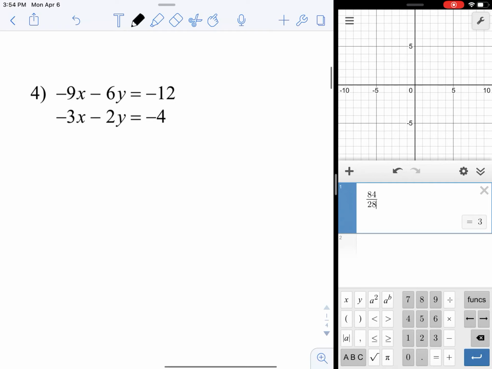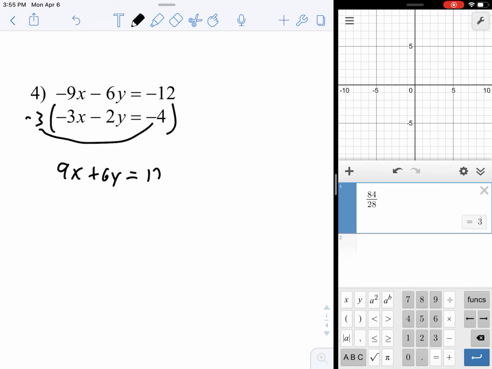Let's look at number 4 here. Let's say, again, I want to cancel out the x's. So I need those two numbers to cancel each other out or eliminate. So I want to turn this negative 3 into a positive 9. If I can make that a positive 9, then negative 9 plus 9 equals 0. So I need to multiply this whole thing by negative 3. 9x plus 6y equals 12. Yep. And bring down the other equation, negative 9x minus 6y equals negative 12.